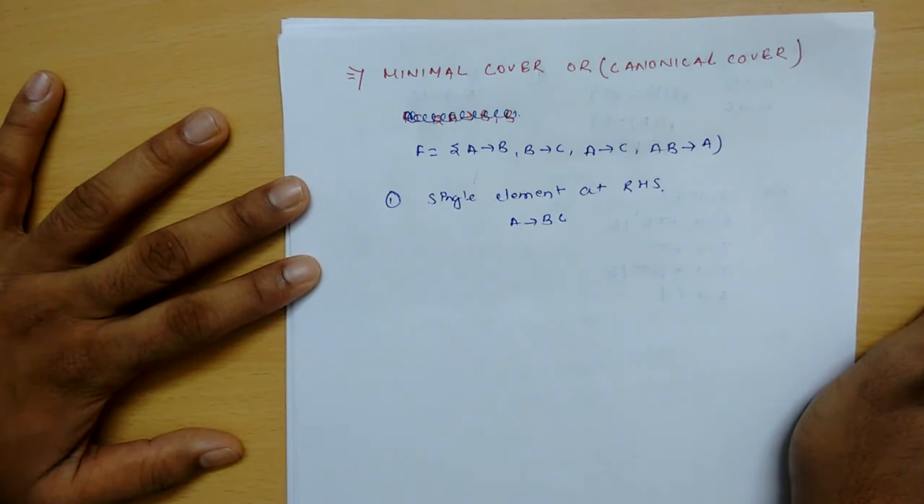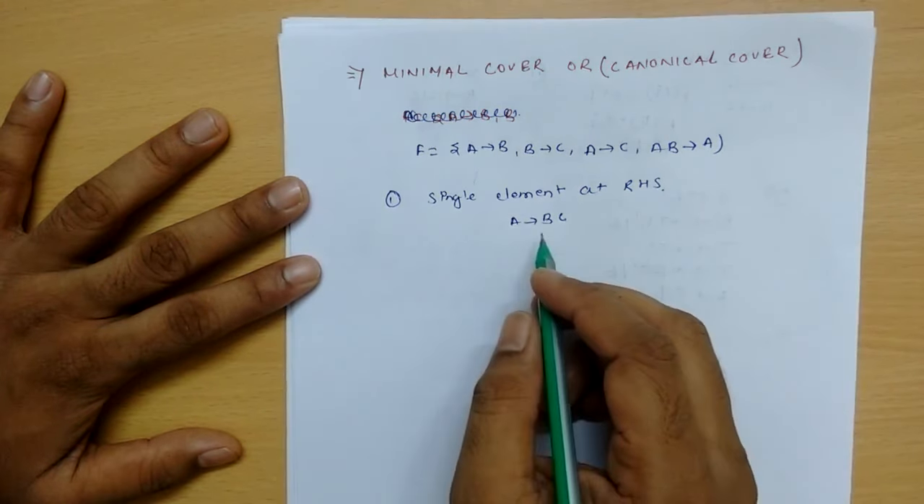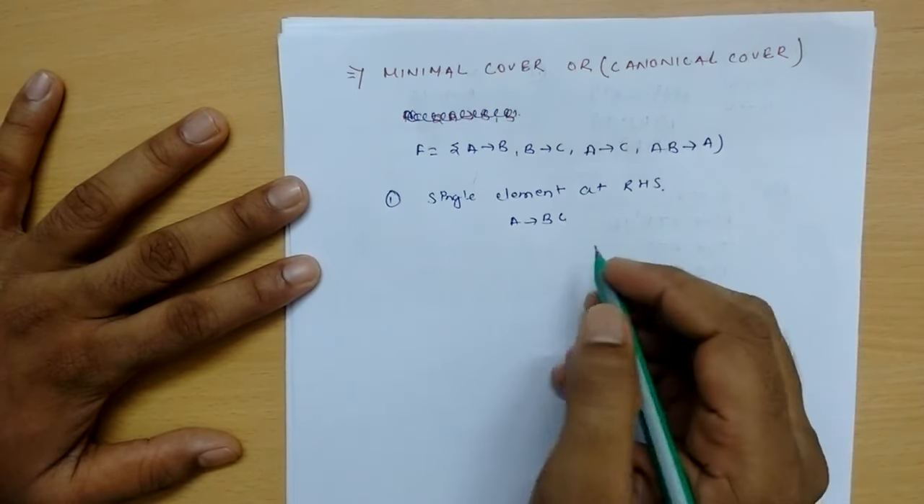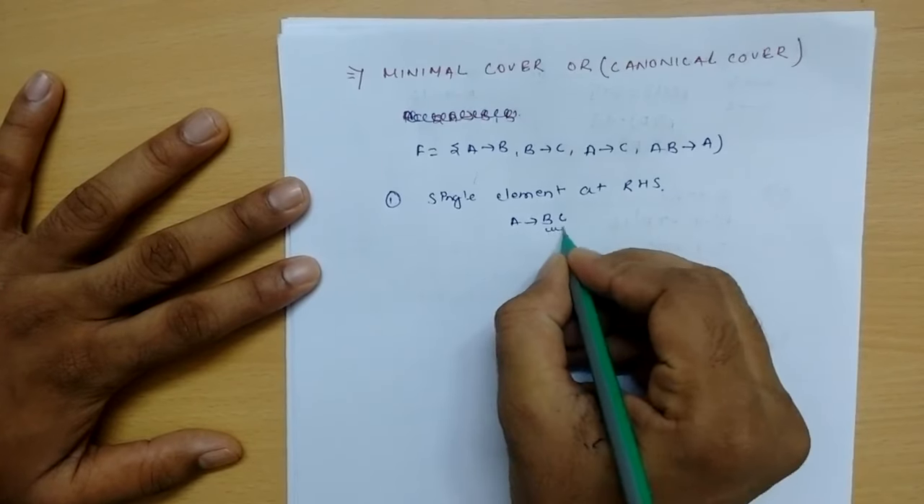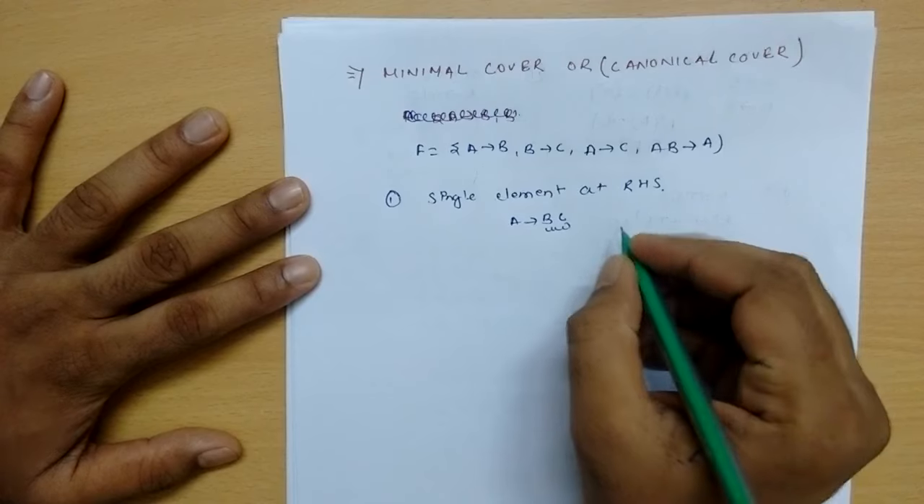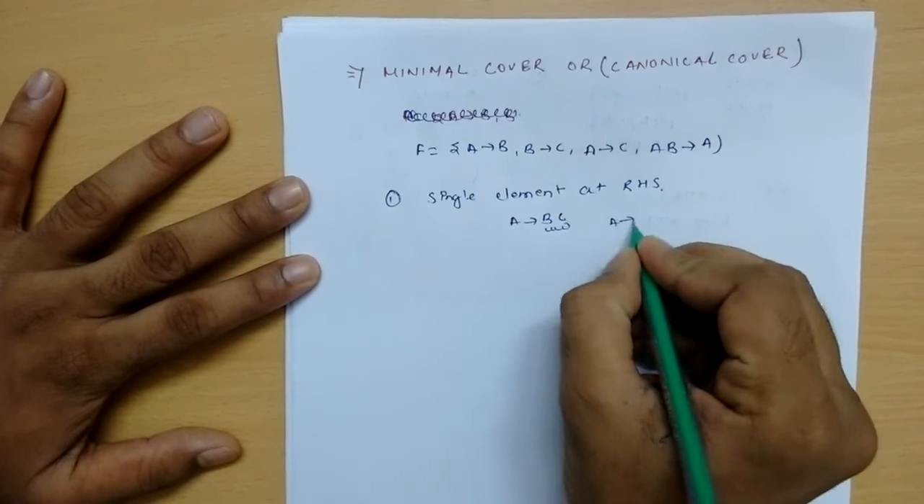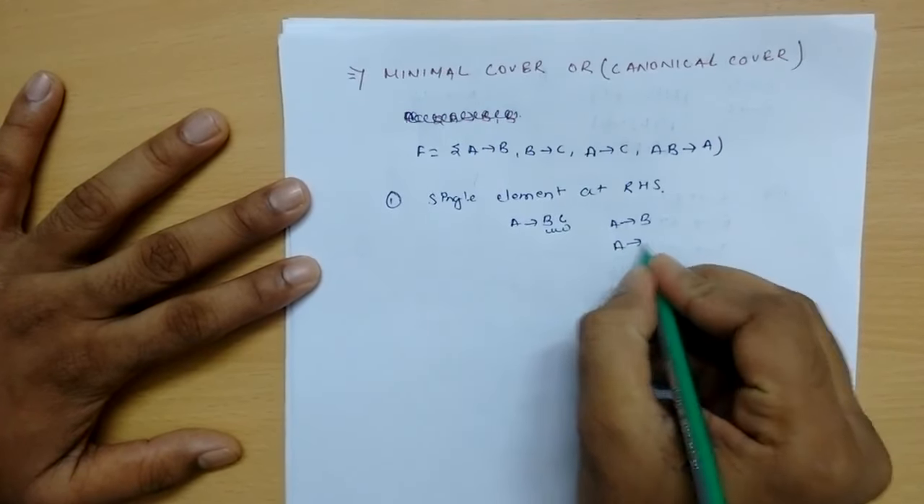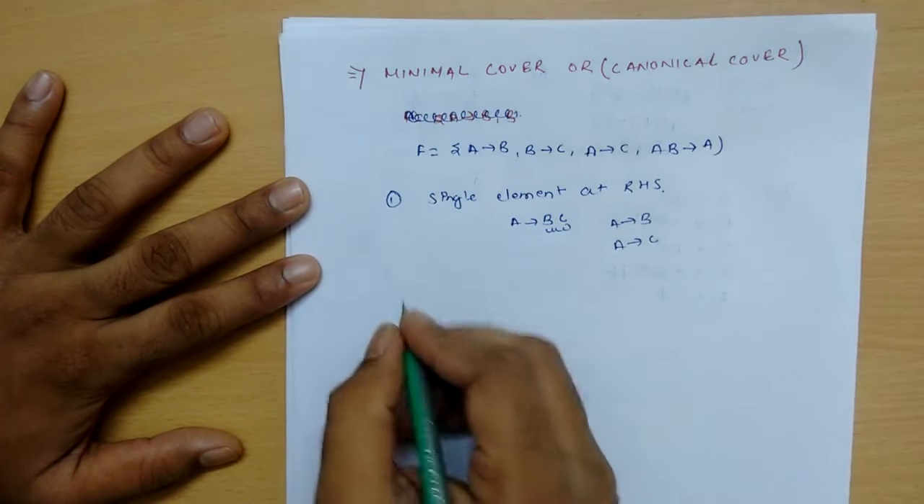So the first step is that there should be a single-element RHS. Suppose our FD is given as A goes to BC. We have to have a single-element RHS, so we will rewrite it as A goes to B and A goes to C. This is the first step.